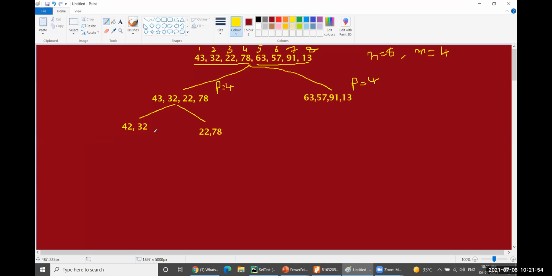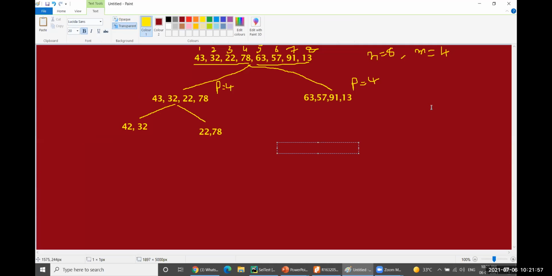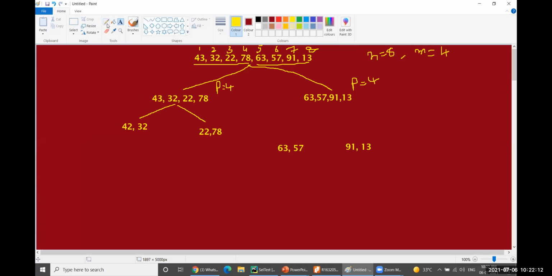Afterwards, at the right side you have to consider it in such a way: 63, 57 is one sublist, and 91 followed by 13 is another sublist. These two will be taken like this, and here also something like this. So this will be divided. Here there is no need to write the n values and mid values, as they are not required for the final examination. Writing of this tree is very, very important, and the p values, the problem values, are also very important.